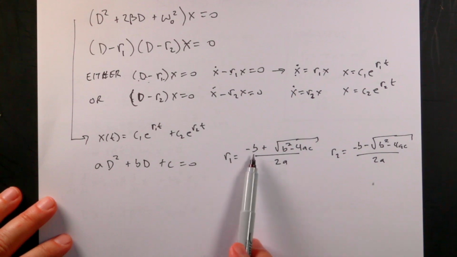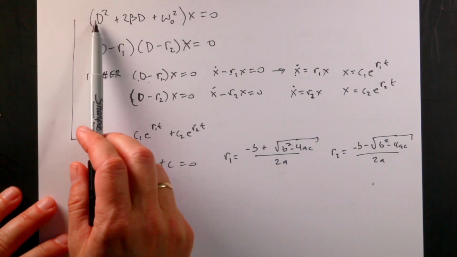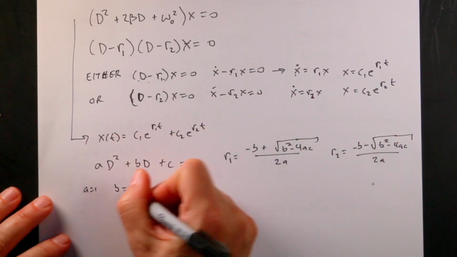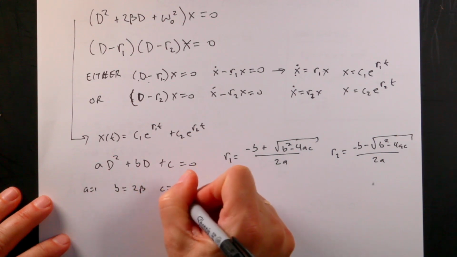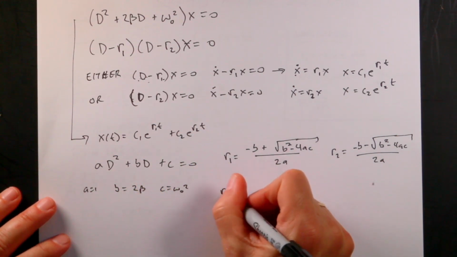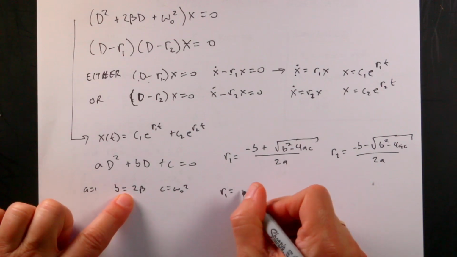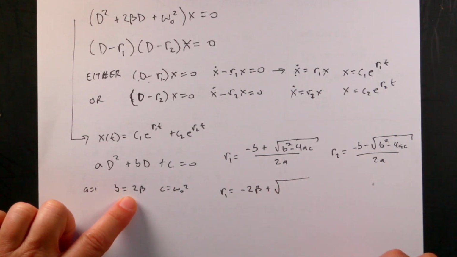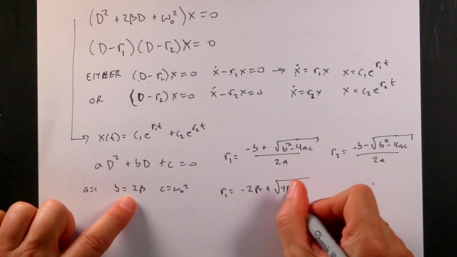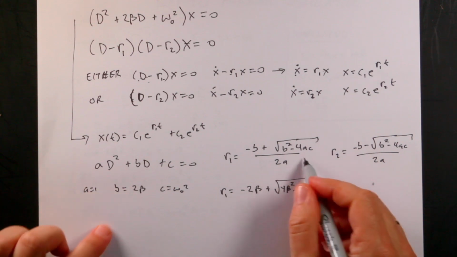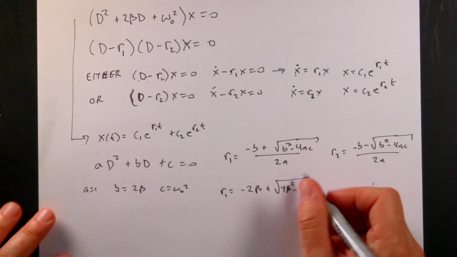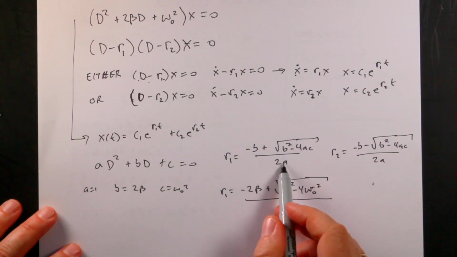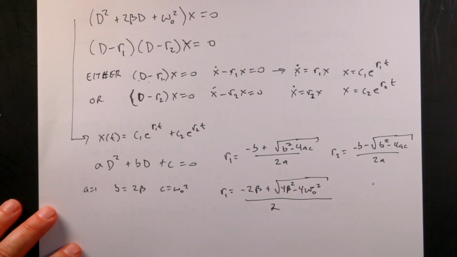Now all I need to do is put in my a, b, and c. So here I have a is 1. b is 2 beta. c is omega naught squared. So that gives me r1 is going to be negative b, which is negative 2 beta, plus the square root of b squared, which is going to be 4 beta squared, minus 4 times a is 1, c is omega naught squared, all of that divided by 2a, which is just 2.